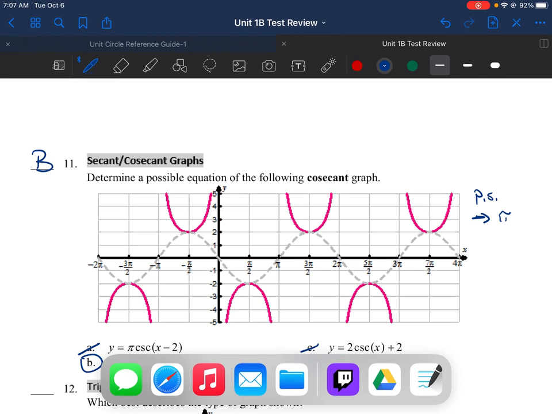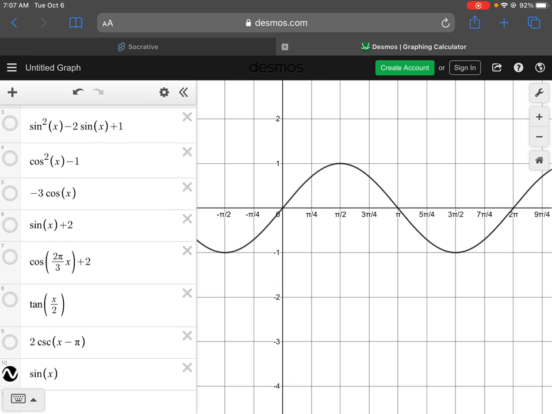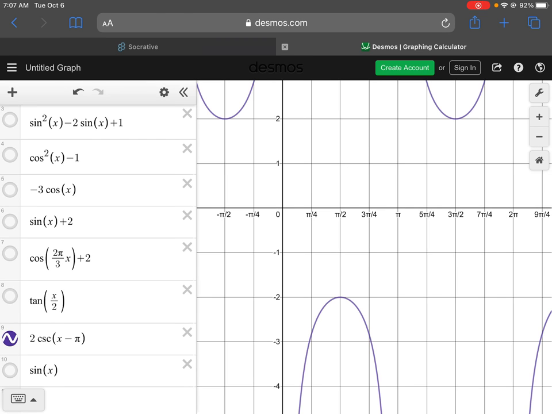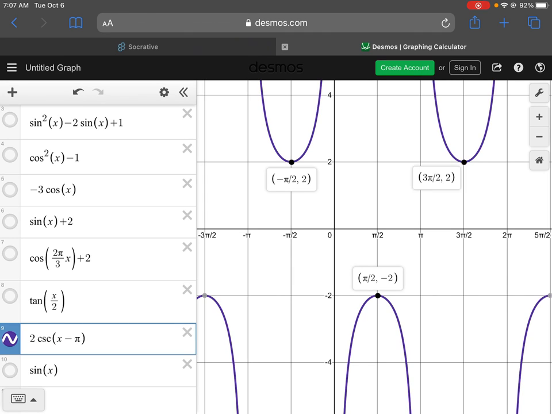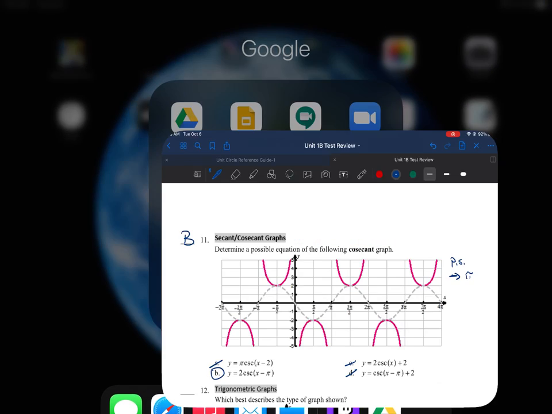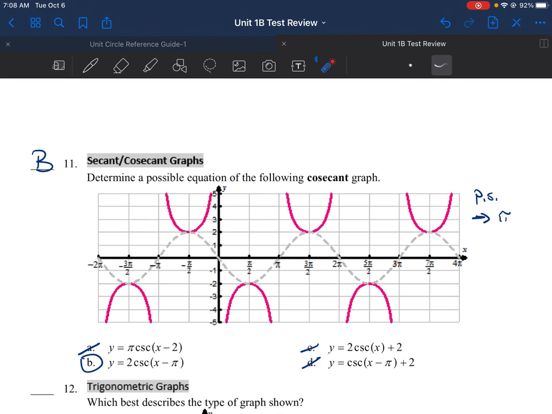And let's go ahead and double check that in Desmos real quick. So let's get rid of our sine curve, check 2 cosecant of x minus pi. And a couple points that we want to pick out here. I can see negative pi over 2, 2, pi over 2, negative 2, 3 pi over 2, 2, and let's just check those points here. Negative pi over 2, 2, pi over 2, negative 2, 3 pi over 2, 2. Everything looks good, and it checks out.